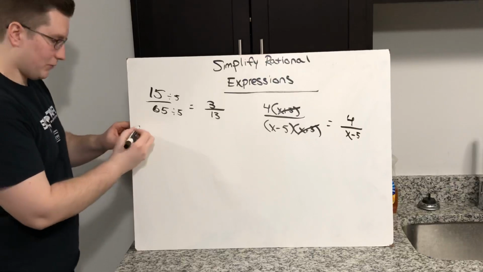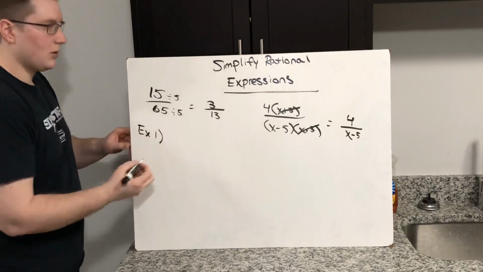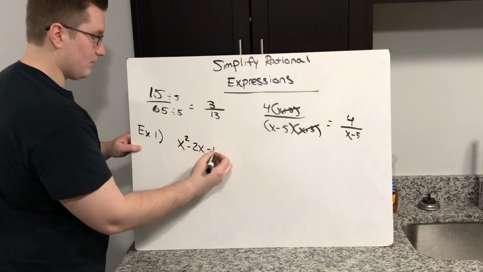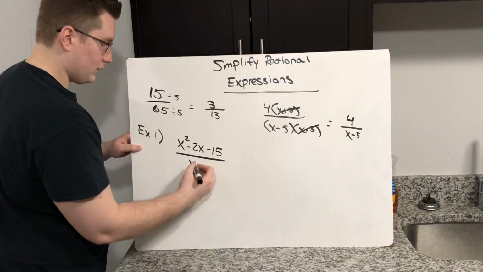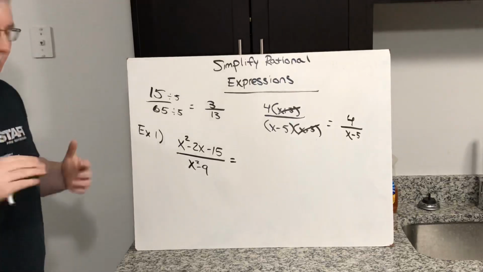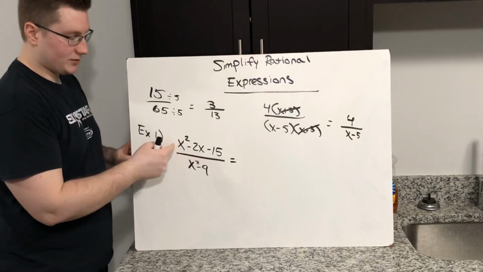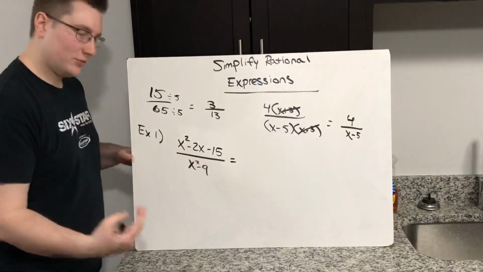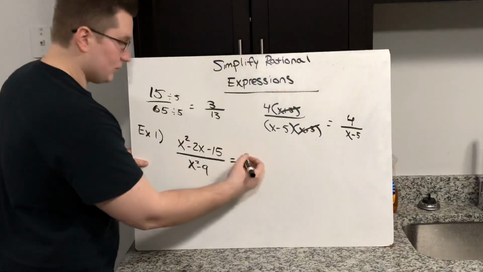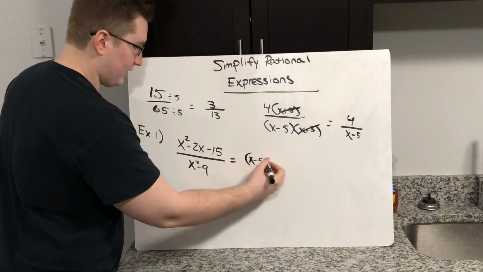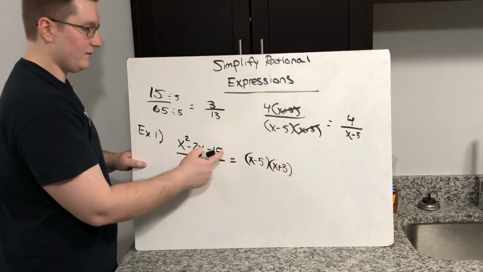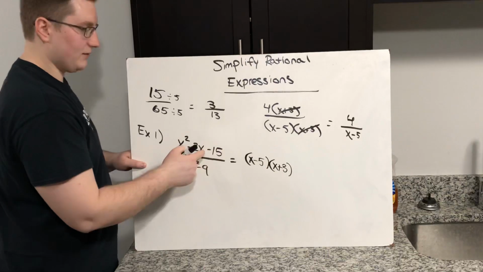So for our example today, what we're going to do is take x squared minus 2x minus 15 over x squared minus 9. And we want to factor the top and the bottom here. So if I look at the top, I got x squared minus 2x minus 15. I need two numbers that multiply to negative 15, but add up to negative 2. So I'm going to have x minus 5 and x plus 3. Because if I multiply these together, I get negative 15. And if I add these two together, I get negative 2.